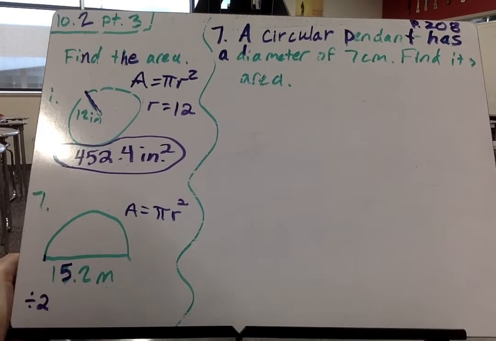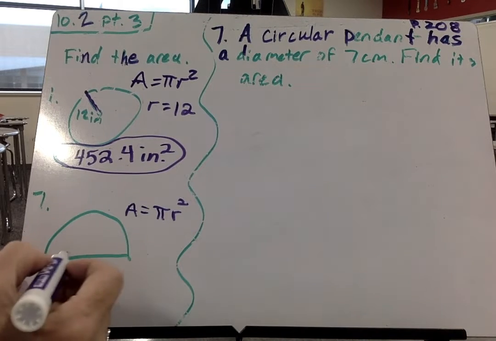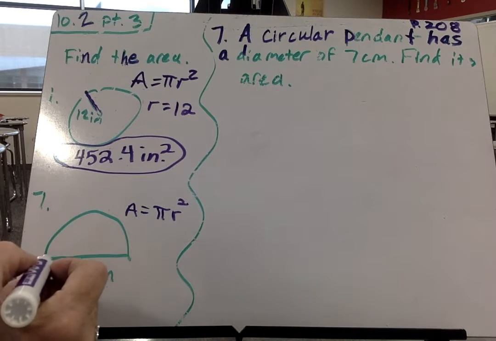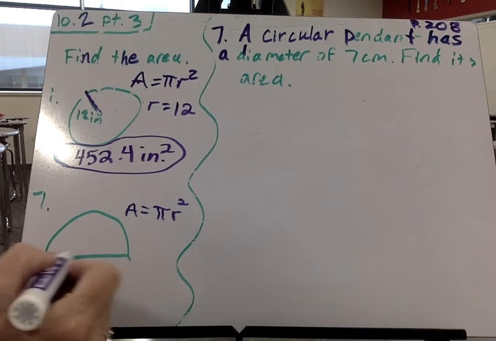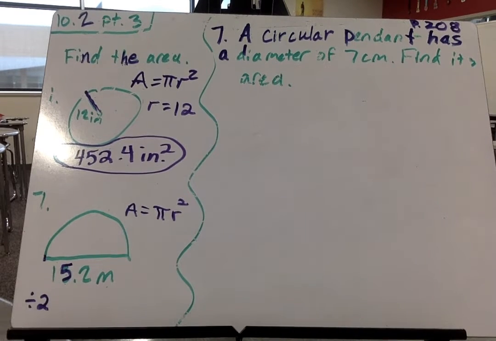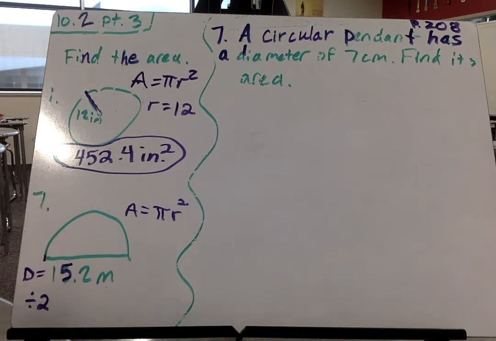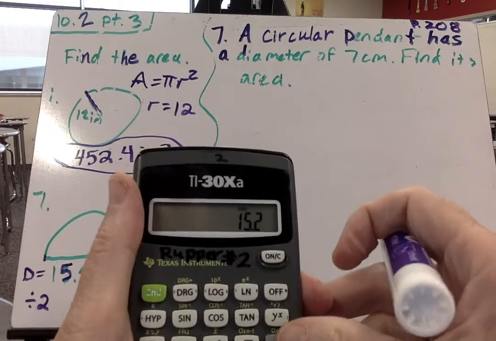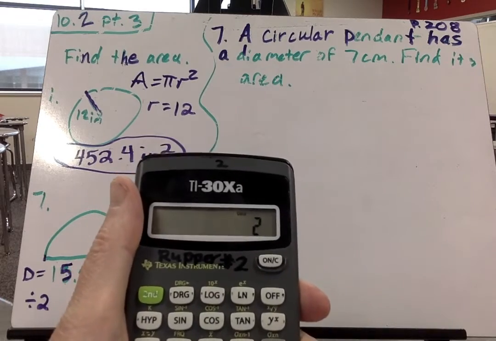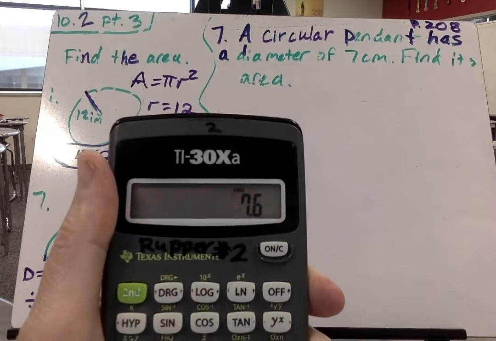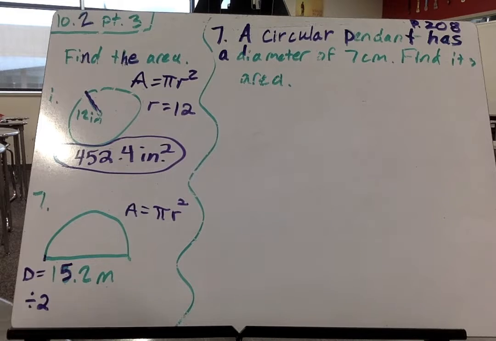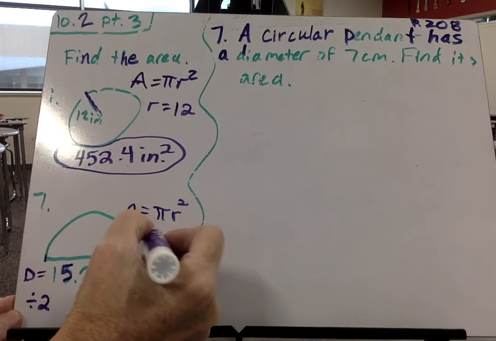So let's do our r squared, 15.2. This is all the way across, so I'm only going to take half of that to get my radius because this is the diameter. Make sure you watch out for that. So I put 15.2 in my calculator, and I divide it by 2. And I get 7.6. So I put r equals 7.6.